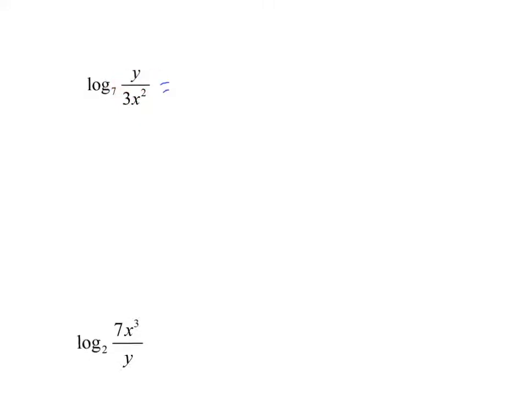Now in this next one, we've got a bit more going on. We have a y on top, but then it's been divided by 3x squared. So we can separate that out. This is a divide problem. So this will be equal to log base 7 of y minus log base 7 of 3x squared. Okay, now if I look at this again, I've got just a y here, so that one's done. But then on this one, I have a 3 and an x squared, so that's not done.